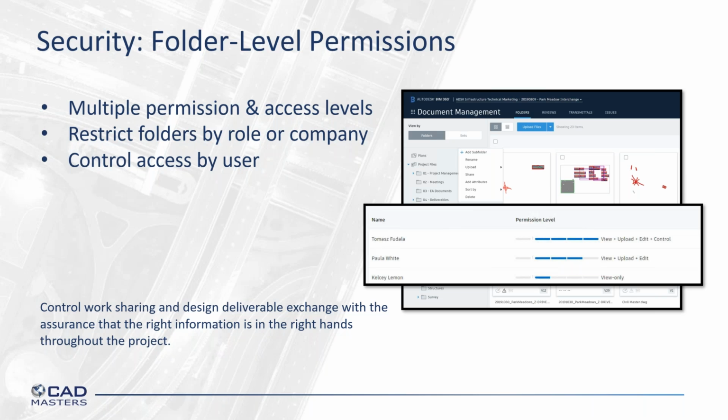So for security, we've got folder level permissions. With BIM 360, you can restrict access to folders based on users, role, or company. You've got multiple access levels, which allow you to assign the correct level of access for the situation. You can give each company their own private folders, or you can have group collaboration folders. You can give project managers access to all files. With the right combination, you have the flexibility to easily control who sees what and what they can do with it.